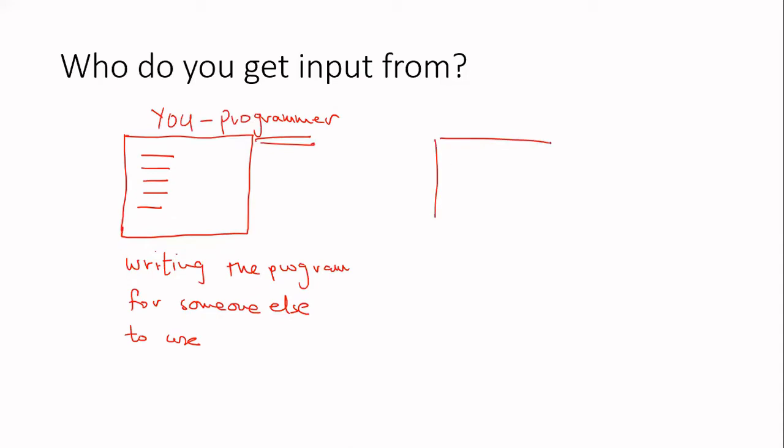So here is the someone else. This is the user. So you are writing the program for this person to use. This person is going to use the program and they are going to specify the input. They are going to give the input. So when you run your program, in some instances, the program will ask the user to enter, be it a number, then the user is going to enter a number.